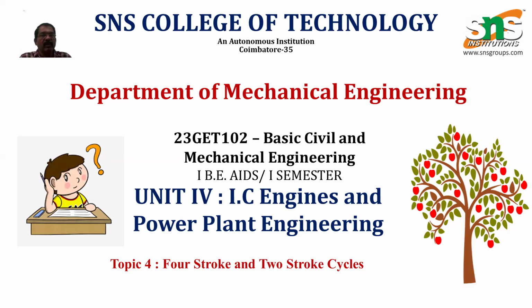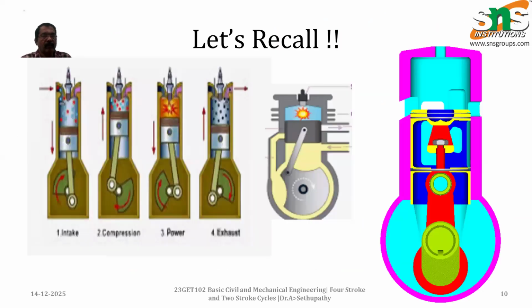Before we see the difference between two-stroke and four-stroke, why do we need them? To emphasize: in a two-stroke engine, each stroke gives one power stroke. But in a four-stroke engine, it takes four strokes of the piston to get one power stroke. This is the most important difference between two-stroke and four-stroke engines. This picture clearly shows what a four-stroke and a two-stroke is.